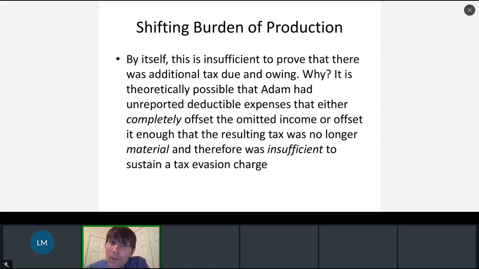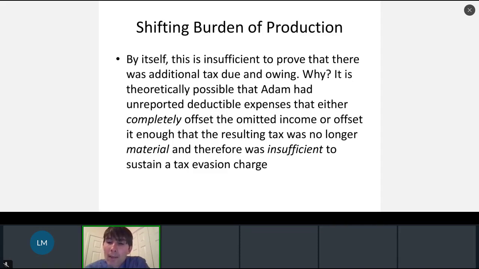By itself, this is insufficient to prove that there was additional tax due and owing. How could that be so, you might ask? Well, it's theoretically possible that Adam had unreported deductible expenses that either completely offset the omitted income or offset it enough that the resulting tax was no longer material and therefore was insufficient to sustain a tax evasion charge. So the purpose of this example is to hammer home this issue of materiality.